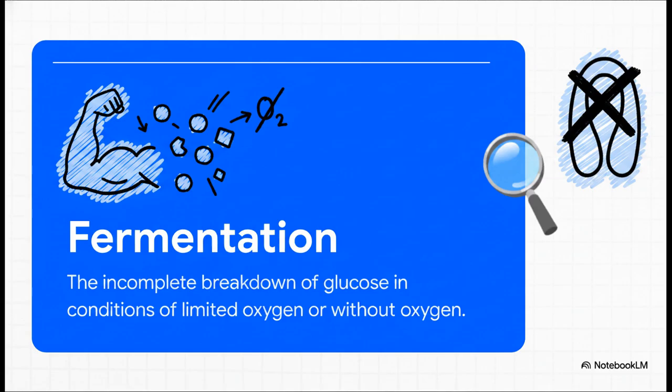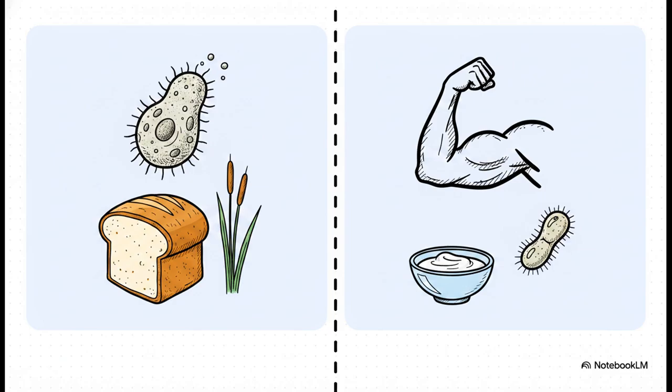Fermentation is the incomplete breakdown of glucose. And here is a super vital distinction. Unlike aerobic respiration, fermentation happens solely in the cytoplasm. The mitochondrion is not involved at all. Depending on the organism, fermentation branches into two distinct textbook types. First up, we have alcohol fermentation, which you'll find in yeast, as well as in certain plants, like paddy plants that have adapted to survive in waterlogged, oxygen-poor mud.